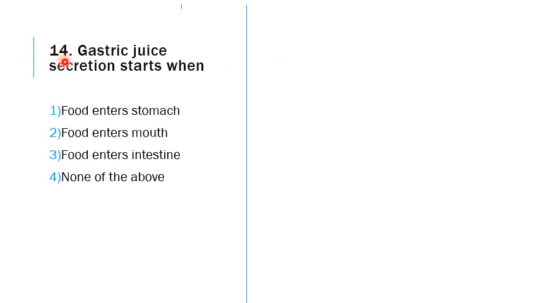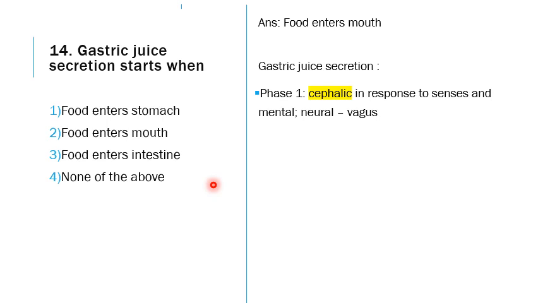Then the 14th question is: gastric juice secretion starts when. Options are food enters the stomach, food enters the mouth, food enters the intestine, none of the above. The answer is when food enters the mouth. This is because there is neural stimulation, when actually the gastric juice secretion is divided into 4 different phases.